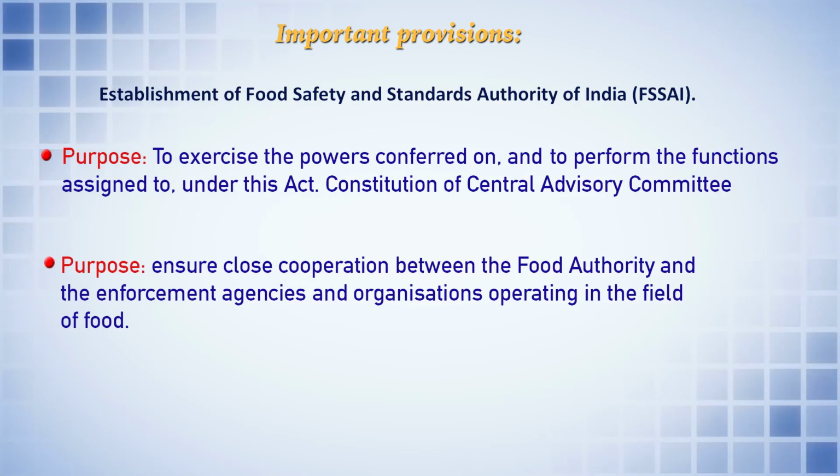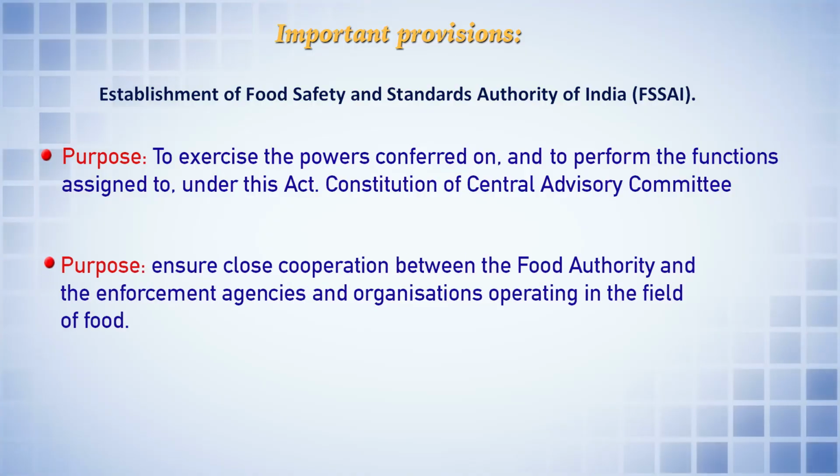Now, what are the important provisions? As I said, the government has already established the Food Safety and Standards Authority of India, and the primary purpose of this institution is to exercise the powers conferred upon it under the law and to perform the functions assigned to it under this act. The authority has been vested with enormous powers over distribution, and to ensure the quality and standards prescribed, even by the regulatory authorities. This authority has to give clearance for all goods meant for sale and distribution.